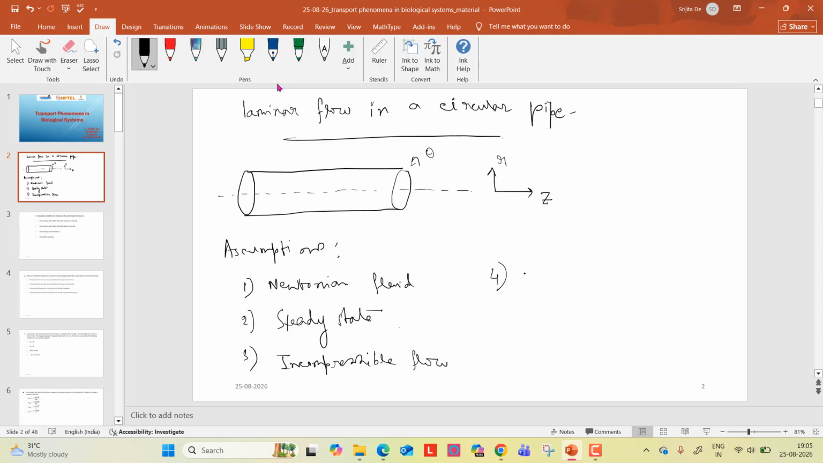Fourth is the component of V. The fluid is flowing like this, so we are only interested in the velocity in the z direction. We are not interested in Vr and V theta, so we take them as 0, 0 and Vz. This is our velocity component. We will also say the gravitation is 0, so Gz is 0.